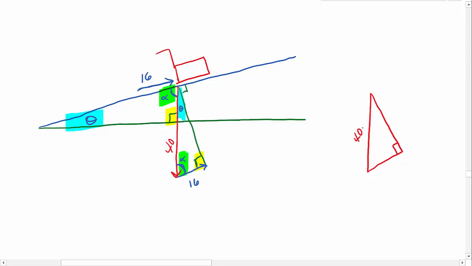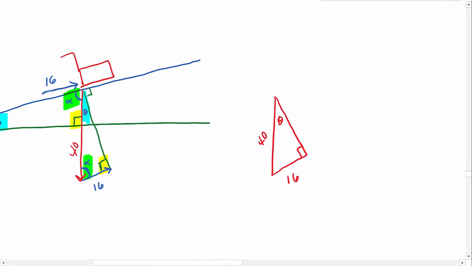All right, I'm drawing a breakout triangle of the triangle that's down below. So we know this one's 40, 16 on the bottom, and what we're looking for is the angle of the incline, which is the same as this angle up top. And from our angle theta, we have the opposite side and the hypotenuse using SOHCAHTOA. That tells us that we're going to be using sine as our trig function.